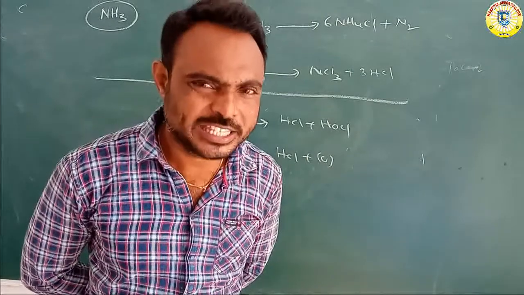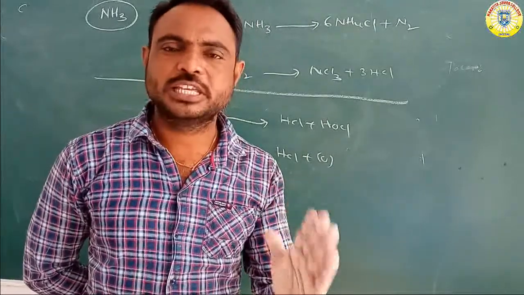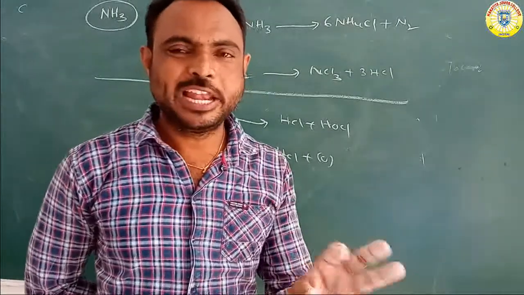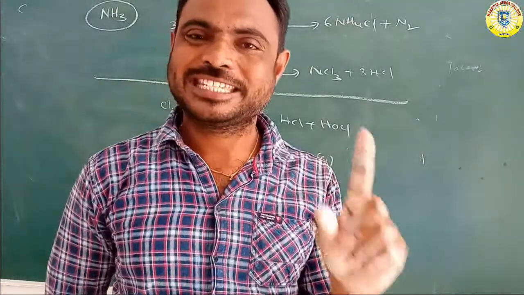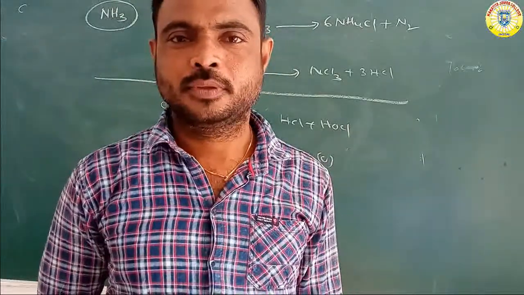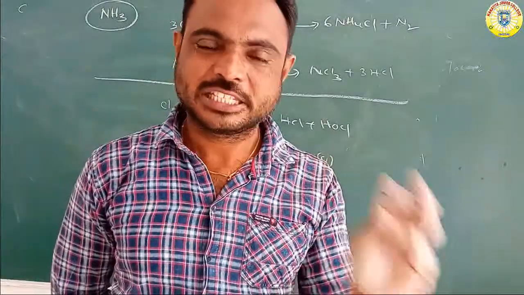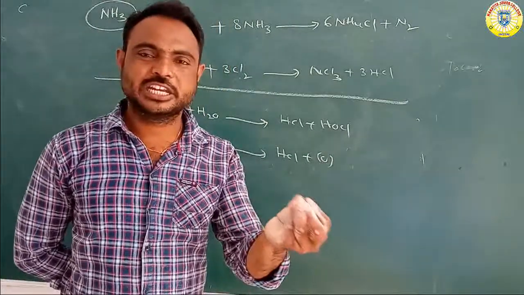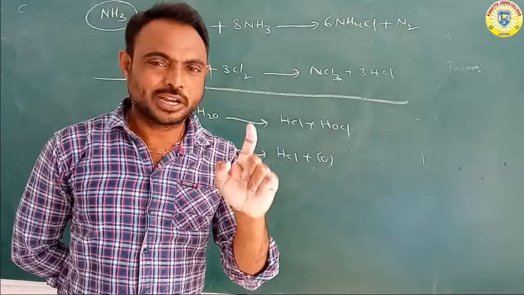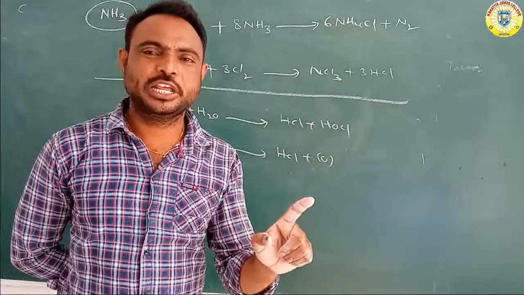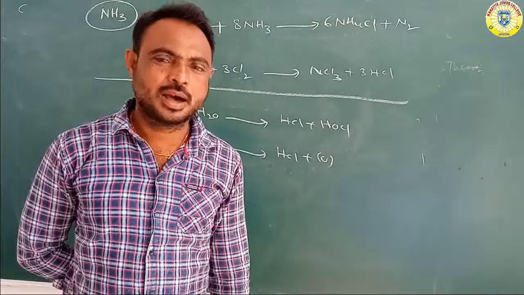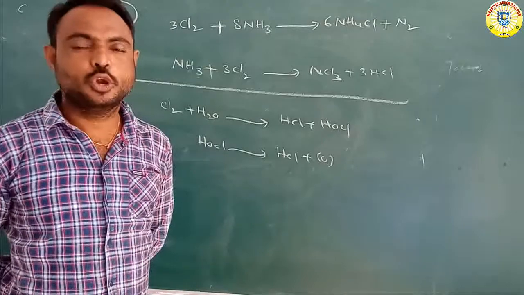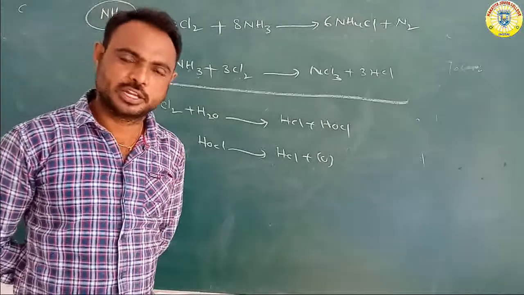What is the meaning of bleaching? Colored compounds are converted to colorless compounds. It is mainly used in textile factories, paper industries, so different types of industries or factories, where we have to remove the color or impurities from cloth or paper. So that is how chlorine reacts with the water molecules.